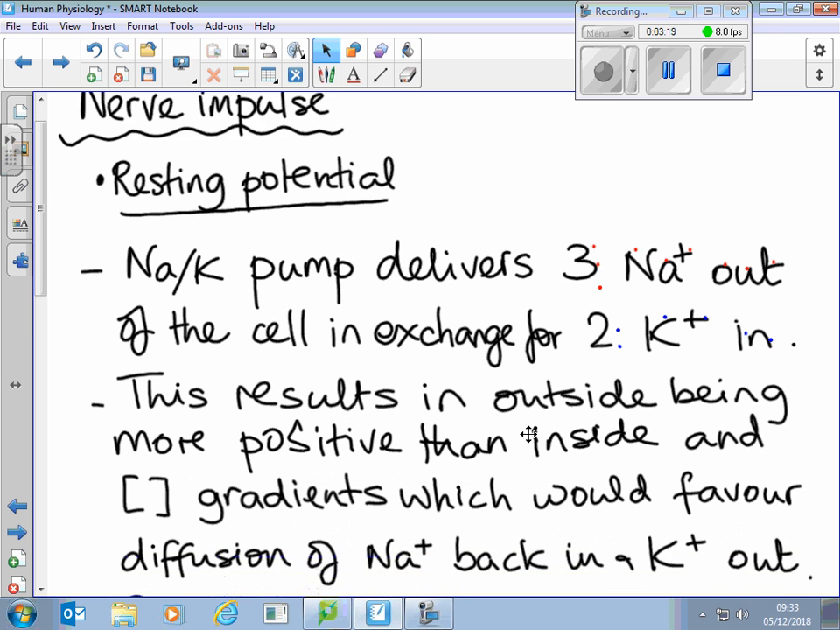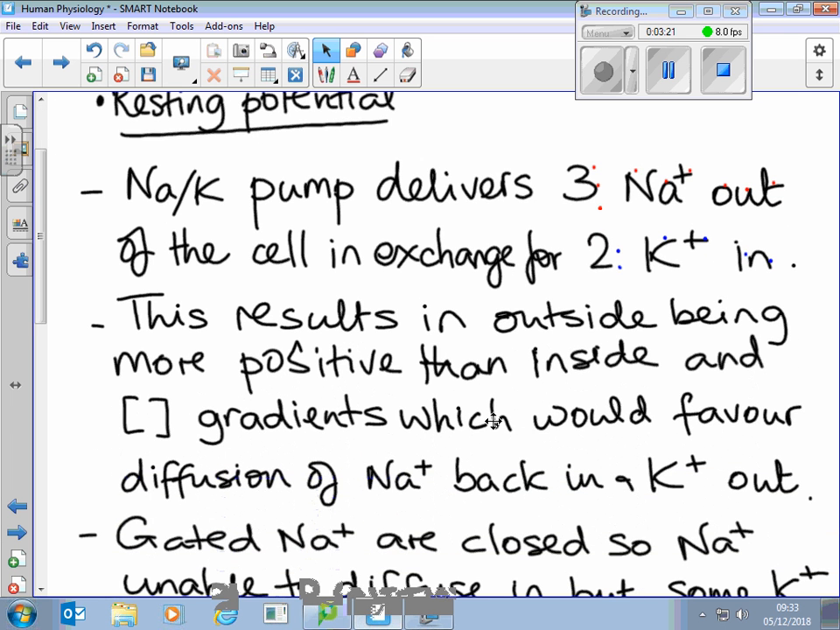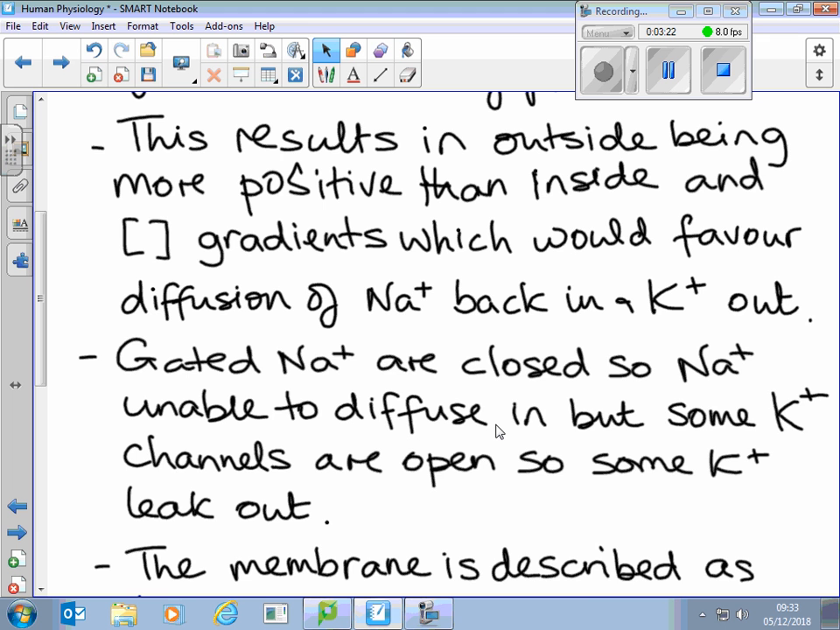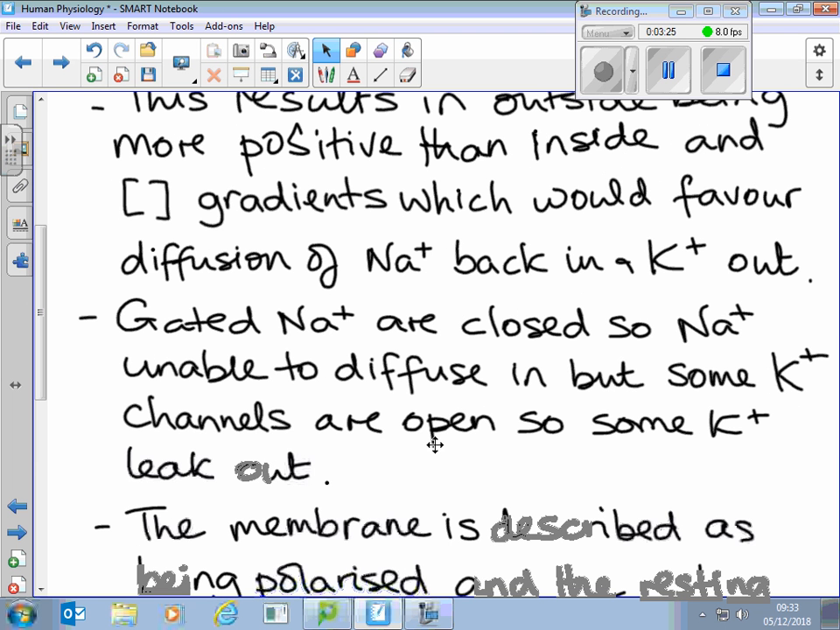We also had to take account of the gated ion channels, which are for facilitated diffusion, and the fact that they weren't always open at the same time. We start off with the sodium channels closed, so the sodium ions couldn't diffuse in, but some of the potassium channels were open, so some of that could leak out.